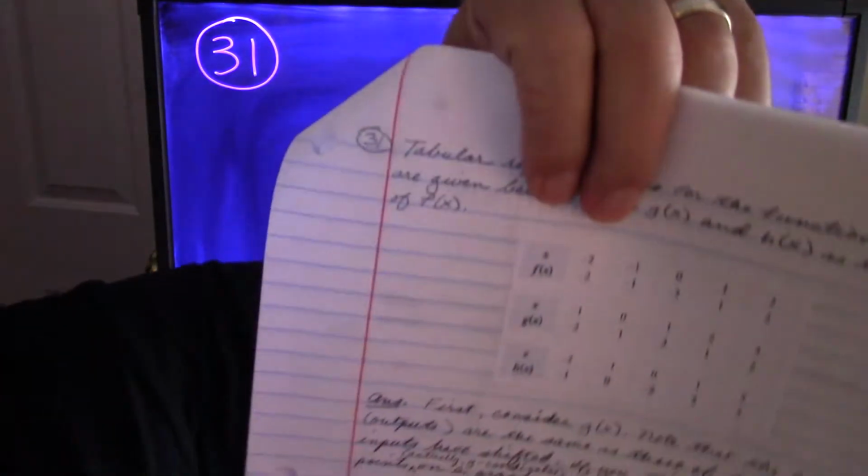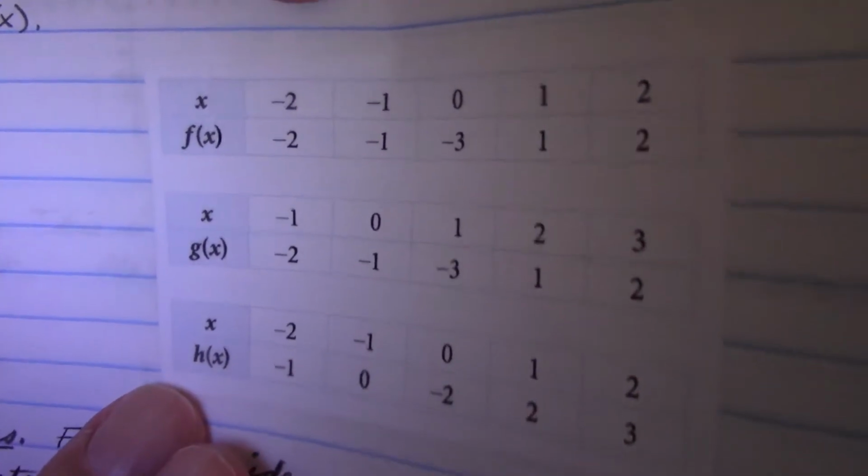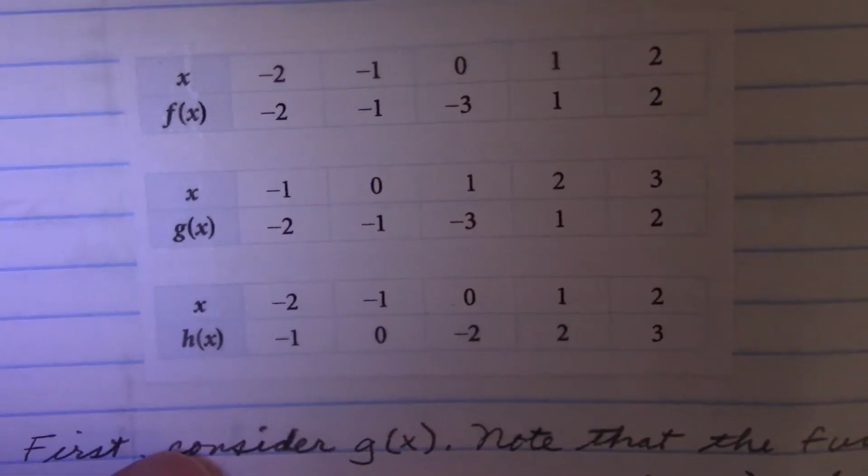Okay, number 31. Tabular representations, or rather tables, for the functions f, g, and h are given below. Write g of x and h of x as transformations of f of x. So here's the tables, the tabular representation, as you can see.